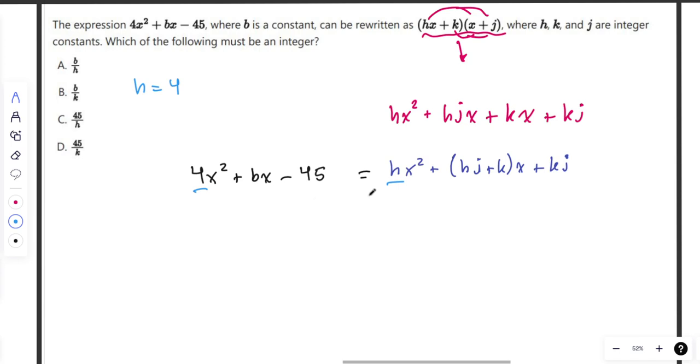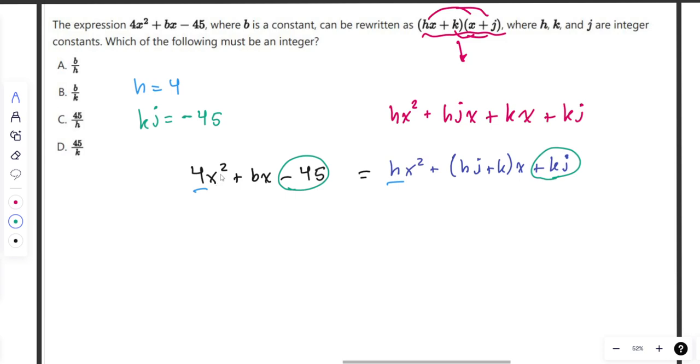So that's a little bit of information that we can use. We also know that kj equals negative 45. Now if I'm looking at substituting h equals 4 in here, for the x term, we have bx on this side, and hj plus k on this side. There's not really enough information because we're still missing j and k, even if we know h. I could rewrite j in terms of k, maybe, but then we still have a b on this side and a j or a k on this side, so not enough equations to actually figure out what those values are.